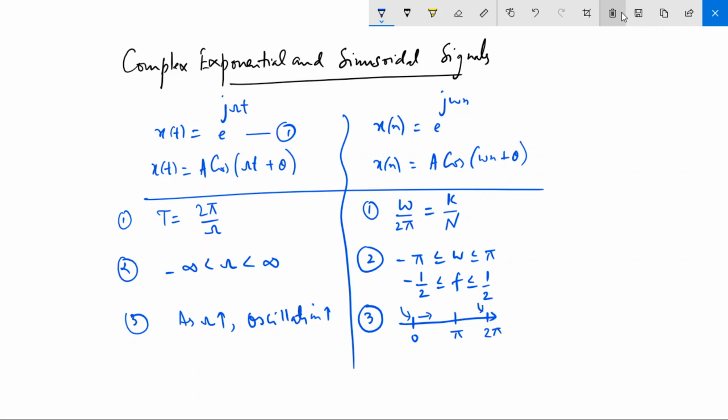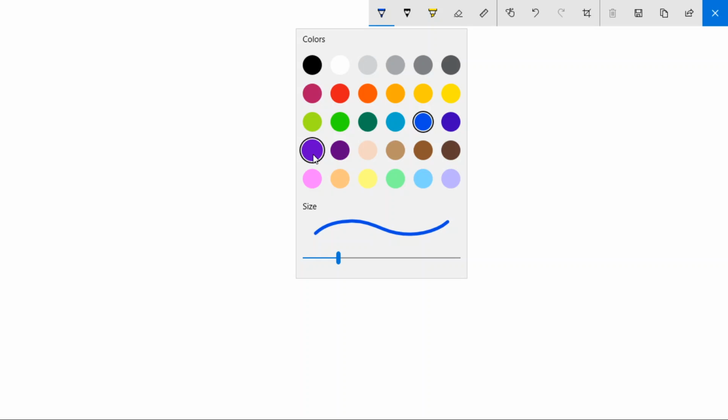Now today we will discuss the significance of these signals. Why do we study complex exponentials and sinusoids? What is the importance of this? The important thing is that these signals act as the building blocks, both complex exponential and sinusoids, whether it is continuous domain or discrete domain, they are the building blocks for other signals. And how they act as building blocks, that we will discuss here.